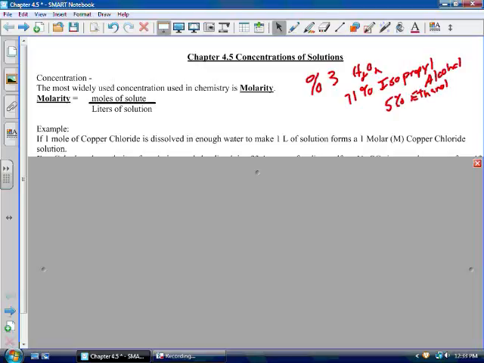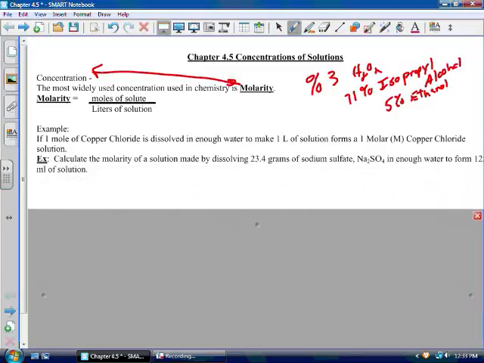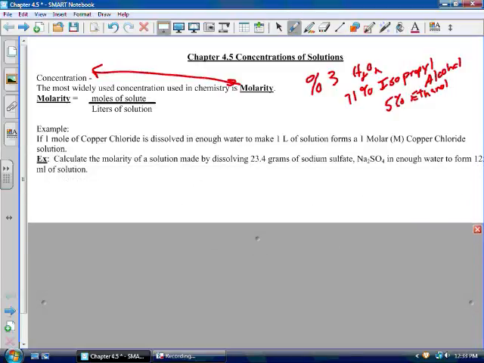So the words concentration and molarity you need to see as interchangeable. If you're asked for a concentration, you're being asked for the molarity. If you're asked for molarity, you're asked for the concentration. Now let's look at an example of how we would go about calculating such a solution.